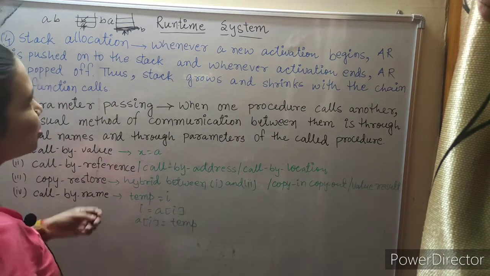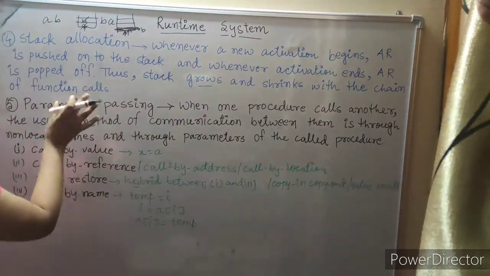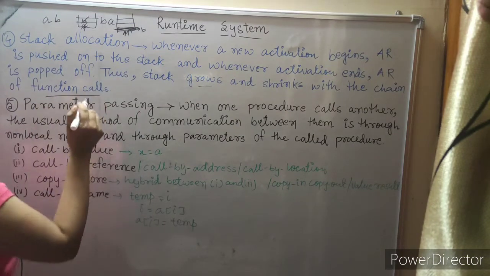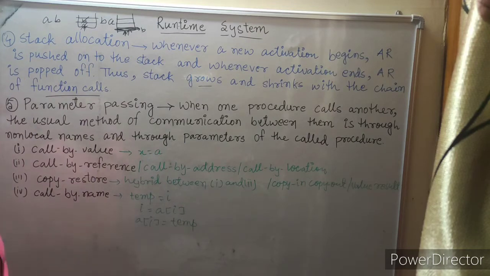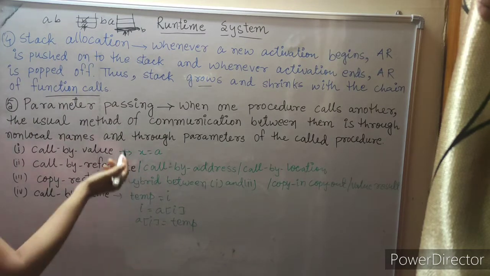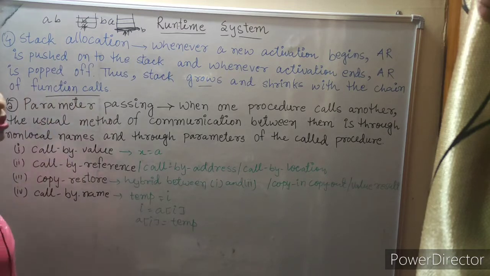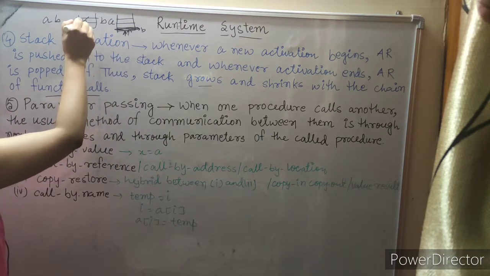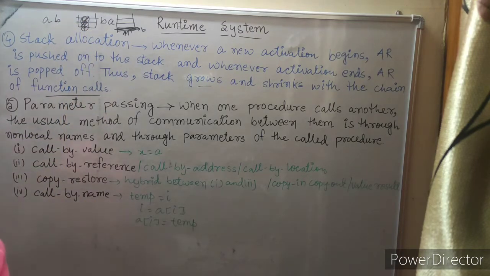Thus the stack grows and shrinks with the chain of function calls. Whenever it is growing, that is stack allocation, and when it shrinks, that is the chain of function calls. For example A, then B and C, where first B will be removed and then afterwards A. That is the stack allocation.